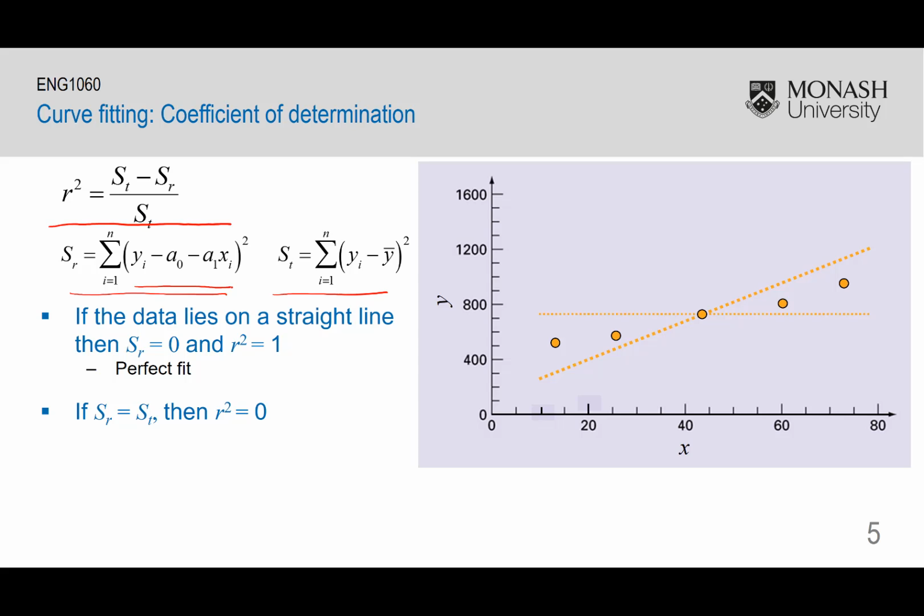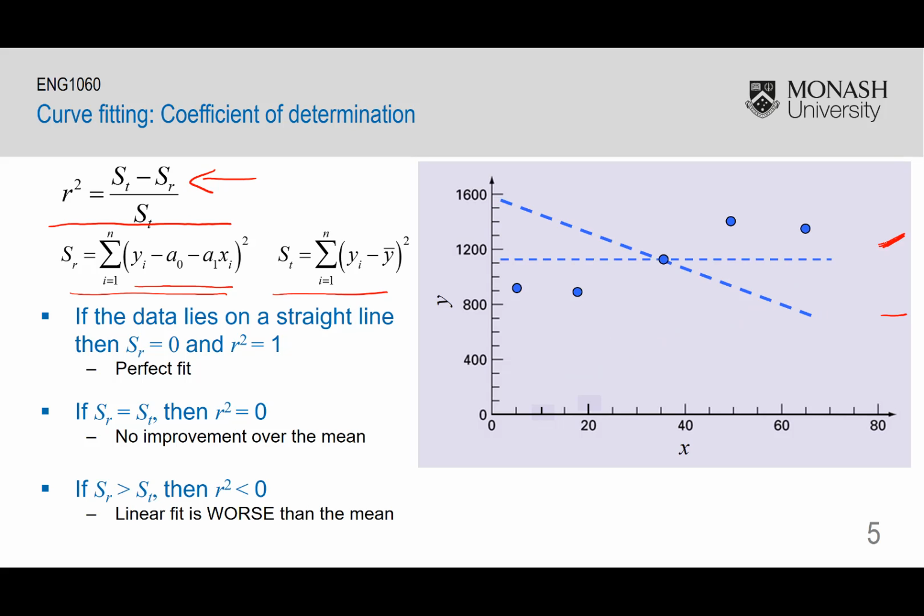If, however, SR is equal to ST, then r squared is going to be 0 because the top line up here is going to be 0. This is an example of the case where the mean value is represented by this line here and some kind of straight line fit is represented by that line there. The sum of the errors between those two different lines is the same for both cases. So basically what this means is choosing this particular straight line up here, there's no improvement over the mean.